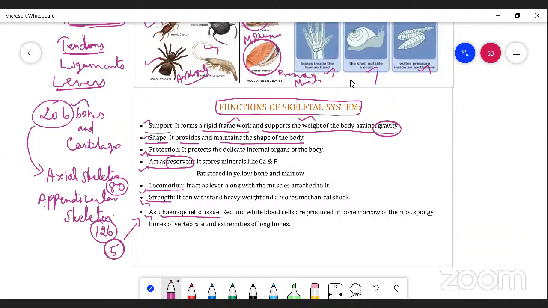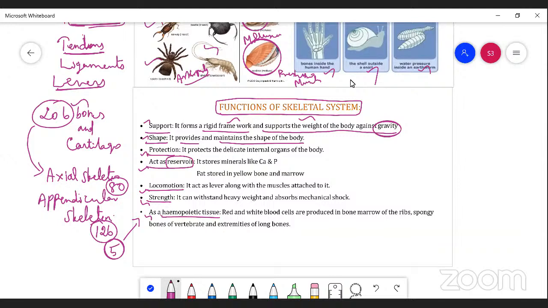We would look like a snail or a worm, because there would be nothing rigid, which is the framework of the body. It gives the shape as well as maintains the shape of the body.